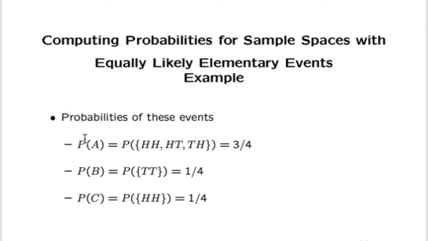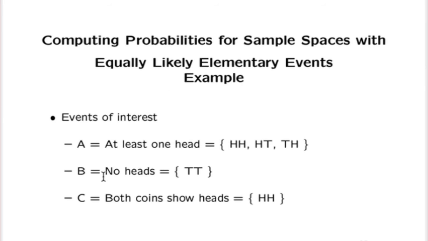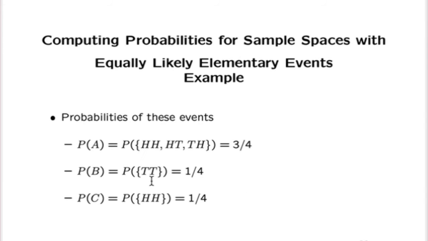And so using this approach, the probability of A, of getting at least one head, would be equal to the number of ways that that event can occur, which is 3, divided by the total number of elementary events in the sample space, which is 4. And so the probability of A is 3/4, or 0.75. The probability of getting no heads is going to be equal to the number of ways that that can happen, which is 1, right? There's only one elementary event where we get no heads, divided by the number of elementary events in the sample space, which again is 4. So the probability of B is 1/4, or 0.25.